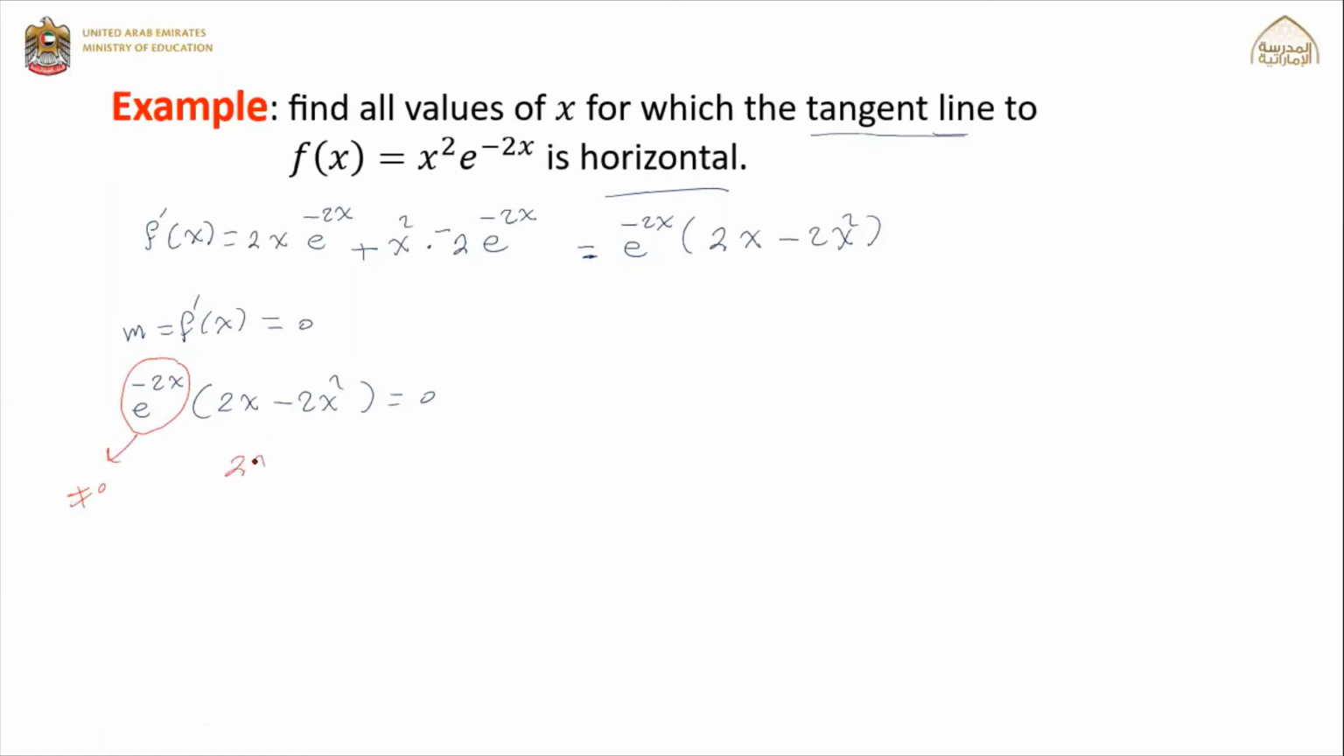So I will take 2x minus 2x squared equals 0 and solve this quadratic equation. I can take 2x as a common factor. So here 1 minus x equals 0. So I have two values. The first one, x equals 0, and the second one, x equals 1. So the tangents will be horizontal when x equals 0 and x equals 1.